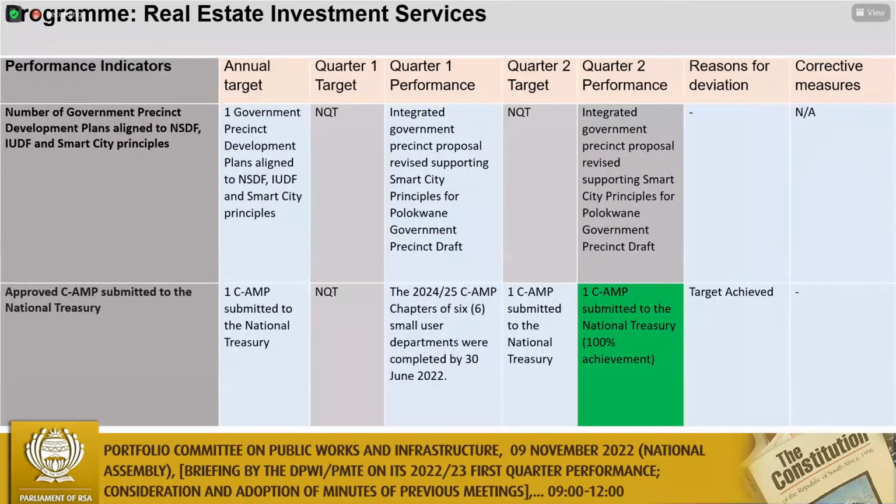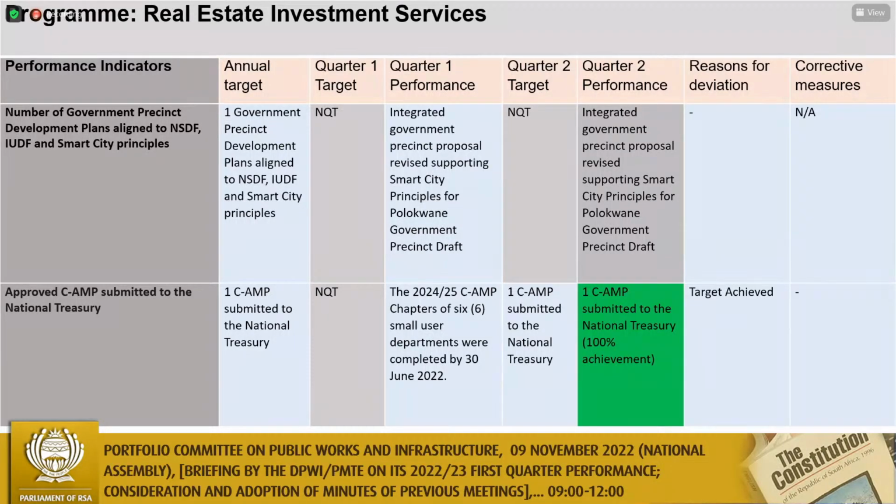In Q1. And then the real estate, which is our investment component of the provision of accommodation to client departments. There are 2 things. One is that we also support the government precinct. This is where we are supporting the smart cities through the government precinct by identifying, developing and assisting in the development of plans that will support the smart cities and integrated approach. It's not a Q1 target, but as of end of Q1, we had developed a proposal for the Polokwane government precinct, and it was in draft form that will, moving forward, be processed further to support the smart cities principle through that government precinct.